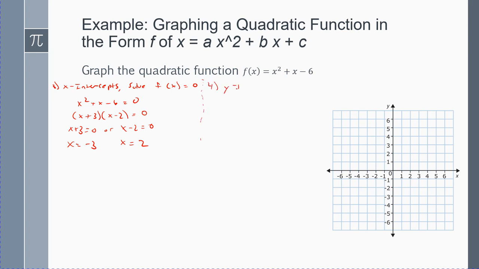Y-intercept. What's really awesome about this is when you go to find f of 0, it's just 0 squared plus 0 minus 6. It's always just the c value, okay? All right, so now, finally, plot the points and draw a smooth curve.